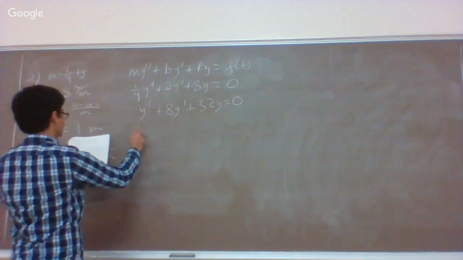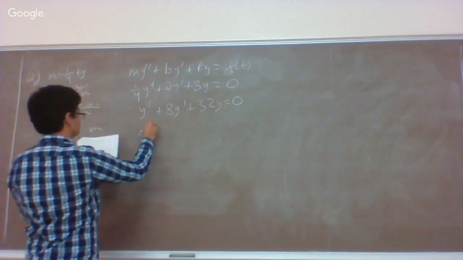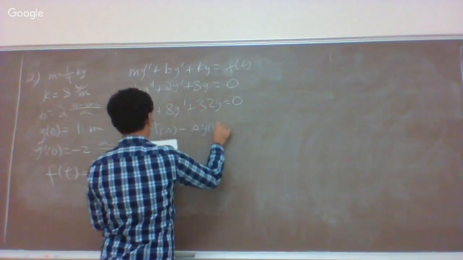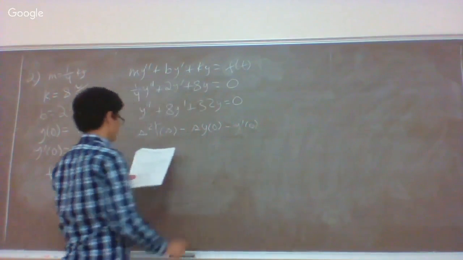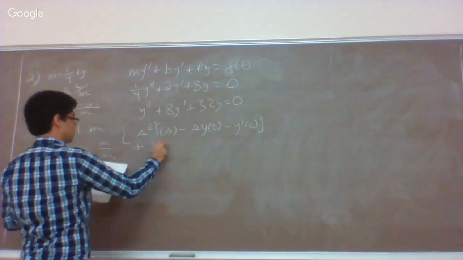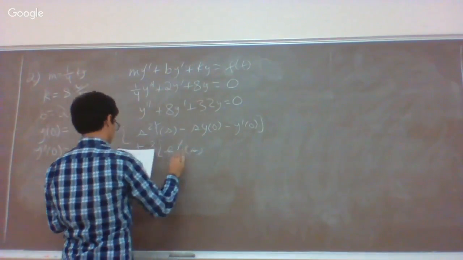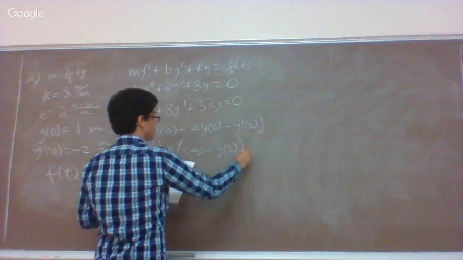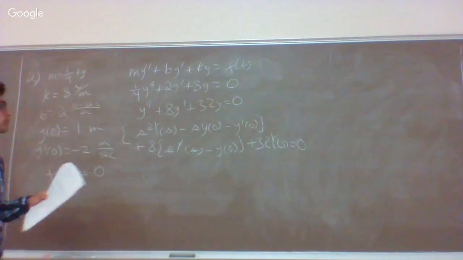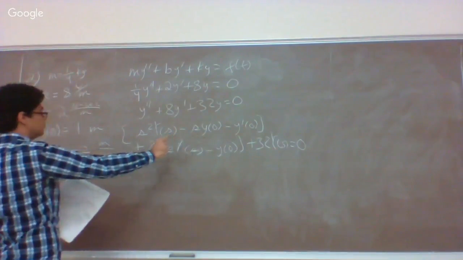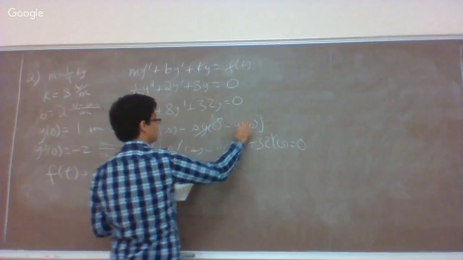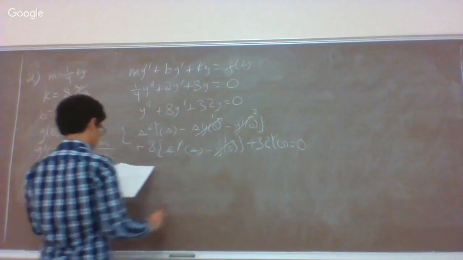I have s squared times y of s minus s times y of 0 minus y prime of 0. You guys should all be familiar with that. Plus 8 times the quantity s y of s minus y of 0 plus 32 y of s equal to 0. My y of 0 is equal to a 1. Y prime is equal to a 2. So that's also a 1 right there.